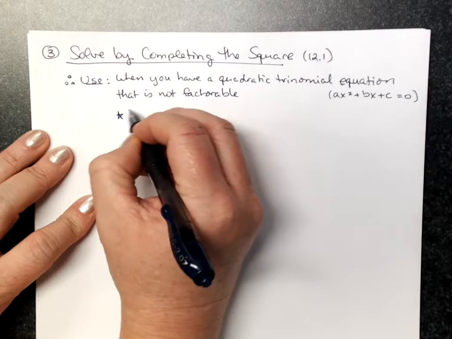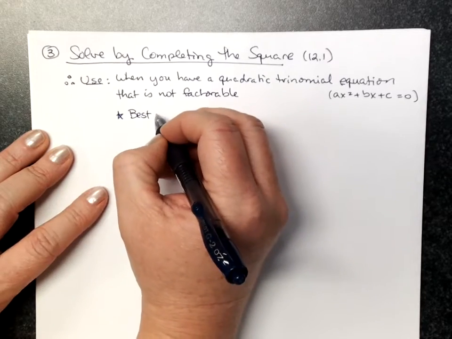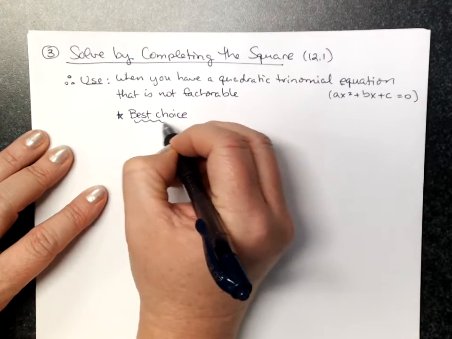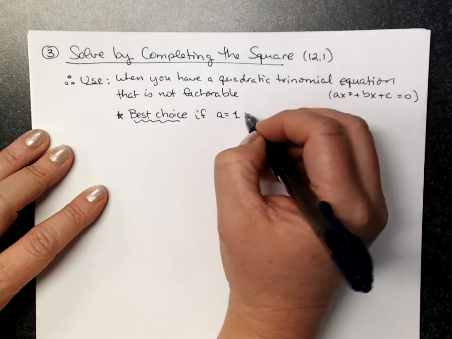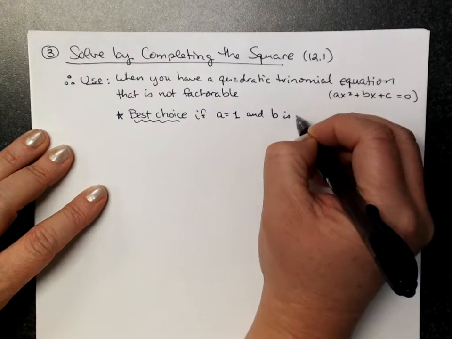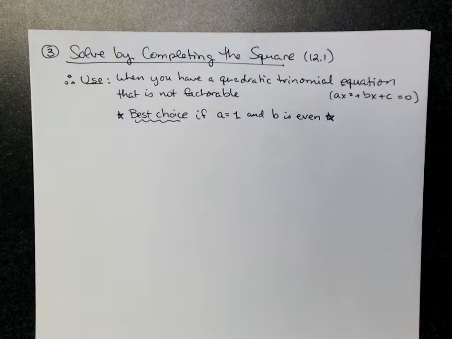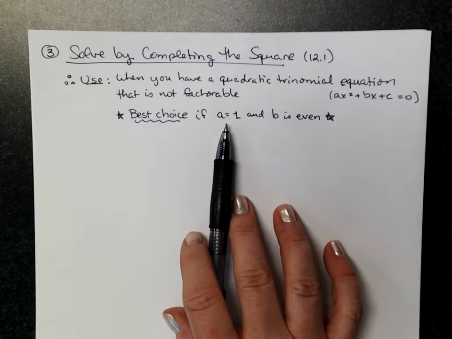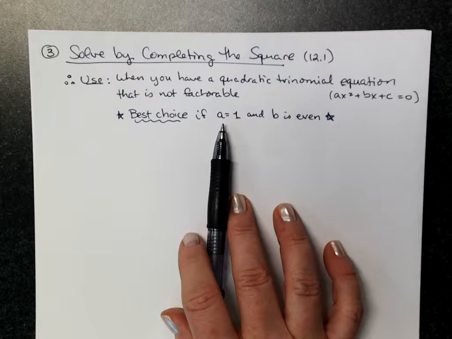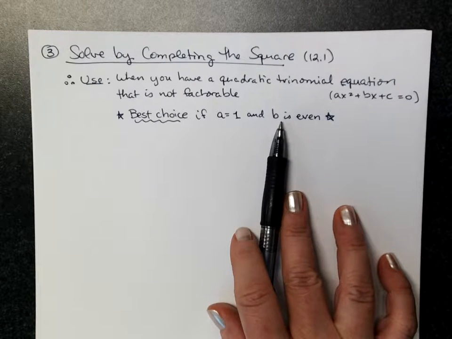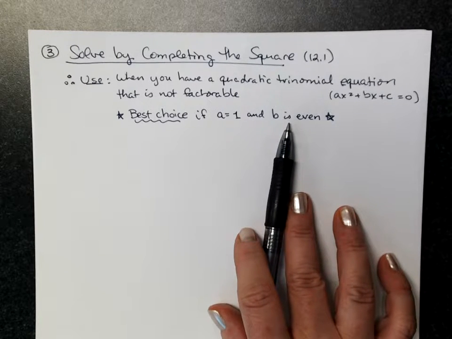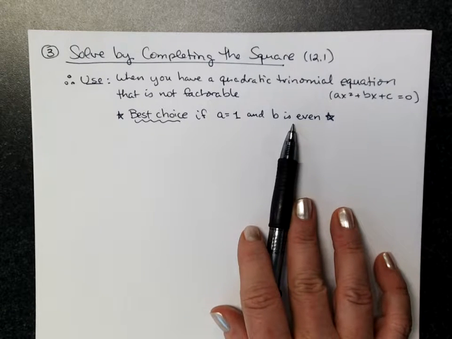However, if you're given a choice of what to use, and it's totally up to you, then this is the best thing to use if a equals 1 and b is even. You have to have a naked x squared, a equal 1. So if your x squared is not naked, you have to divide away your a, and that creates fractions most of the time. If your b is odd, remember we find our magic c in this one by dividing by 2 and then squaring it, so you're going to have a fraction. If it's even, then you'll have a nice magic c that's not a fraction. So avoiding these is a way to avoid fractions.